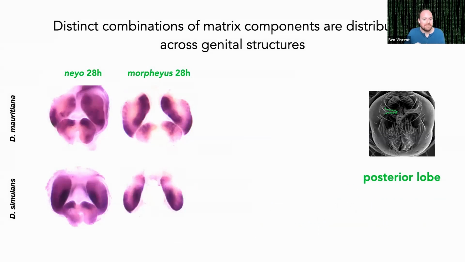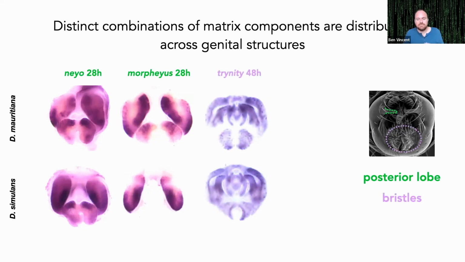Here are 2 other matrix components that are expressed in the developing lobe at early time points. They're named Neo and Morpheus. I'm not making that up. They're actually named after characters from the Matrix movies because that's what Drosophila gene nomenclature actually allows, although they're deliberately misspelled. This next one, Trinity, is expressed in bristle cells.